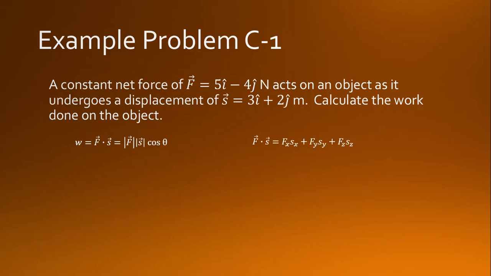Or another way to do this would be to say, in general, the x component of force times the x component of displacement plus the y component of force times the y component of displacement plus the z component of force times the z component of displacement. So that's another way we could calculate this out. If we plug in our numbers, we'd have 5 times 3, the x components multiplied together, plus -4 times 2, the y components multiplied together, plus 0 times 0, there are no z components, no k hat components. And so we get 15 joules minus 8 joules essentially, or the work done here is 7 joules.